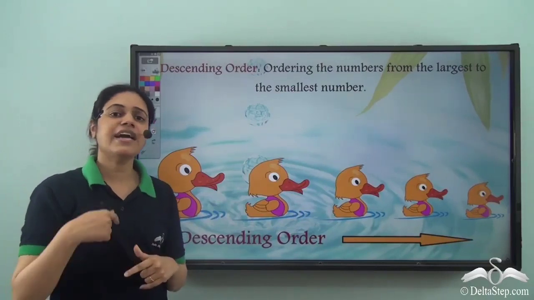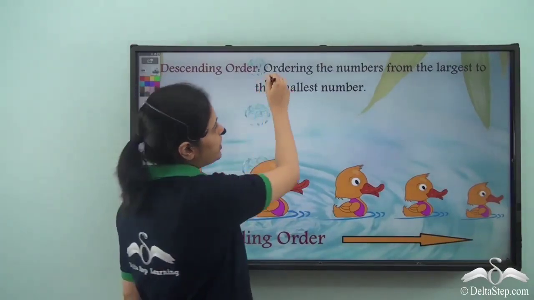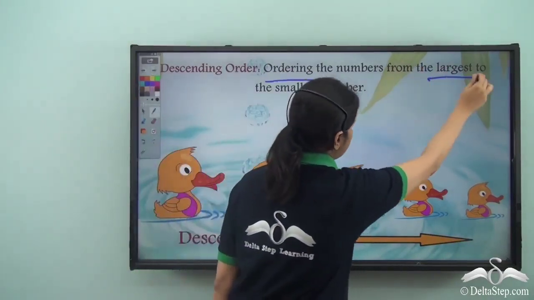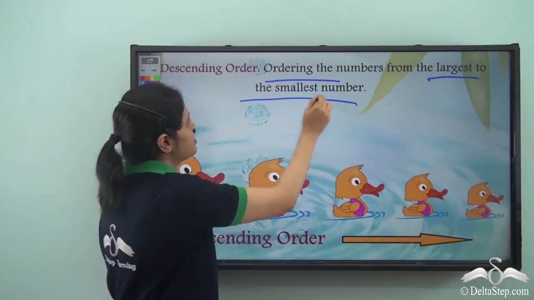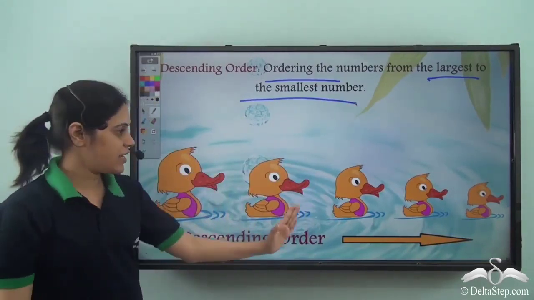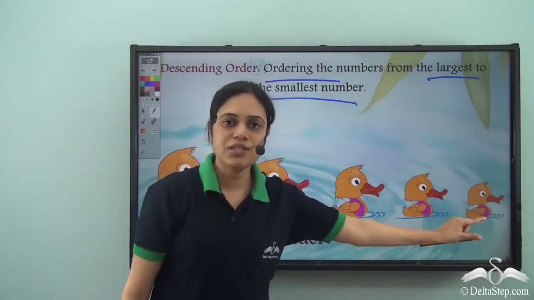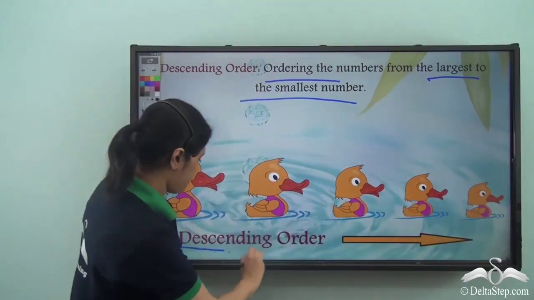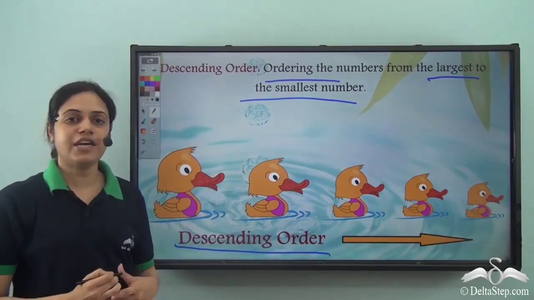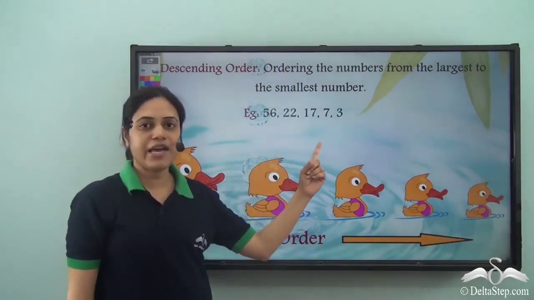And the exact opposite is the descending order. So ordering the numbers from the largest to the smallest is called descending order. So see these ducks, they are arranged from the largest to the smallest, and this is called descending order. So you can arrange numbers in the descending order like this.